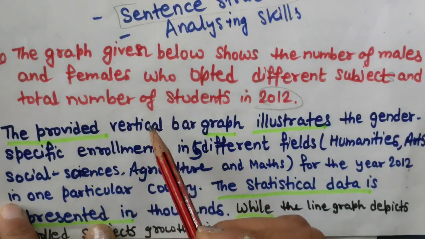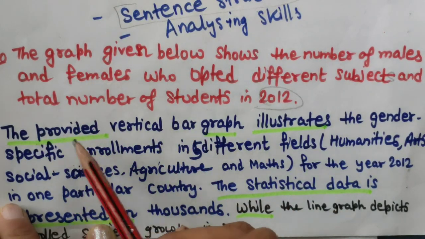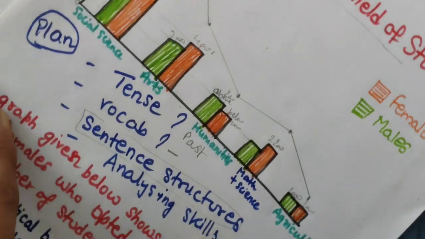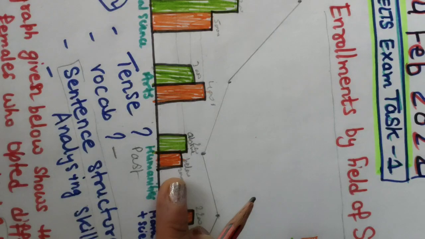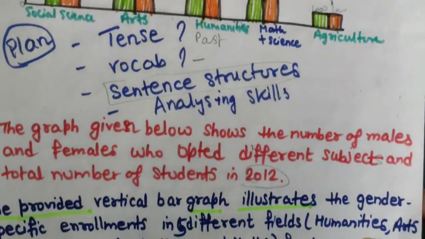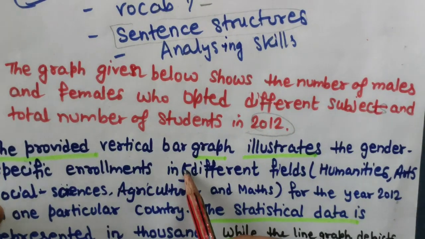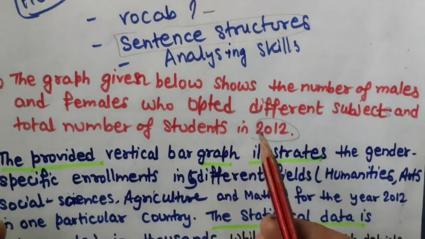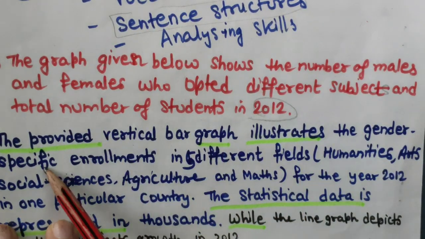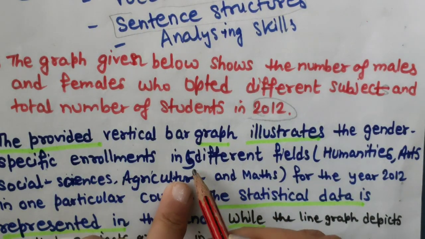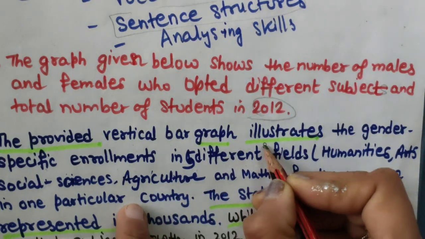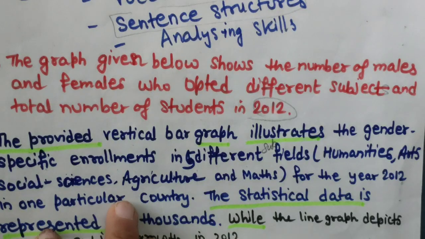The graph. So we know this is a bar graph. The provided vertical bar graph. So this is vertical. If it was like that in the question paper, then it is horizontal. Okay, now it is a vertical bar graph. The provided vertical bar graph illustrates, instead of shows we have used illustrates, the gender, because males and females, they have given gender specific enrollments in five, you can write. So five different fields, subject fields or academic fields you can write.